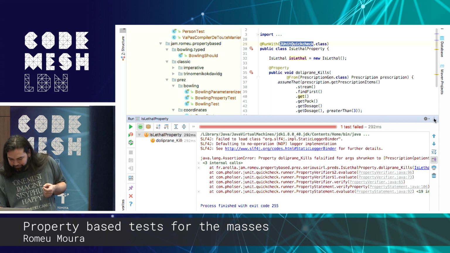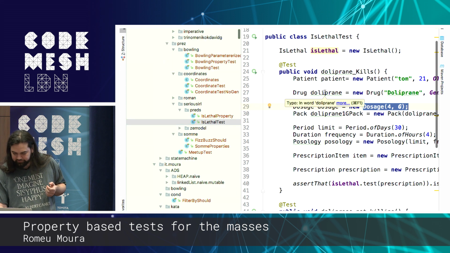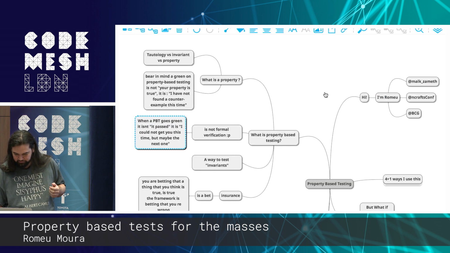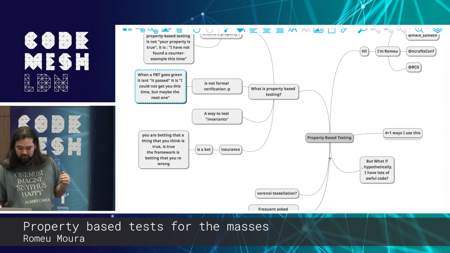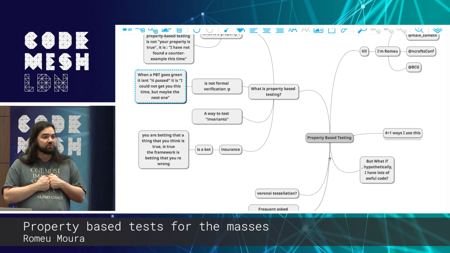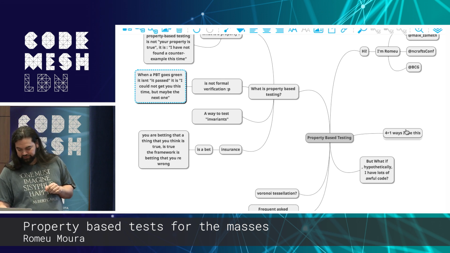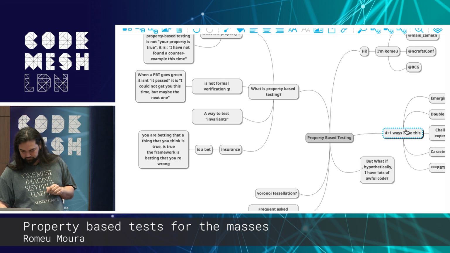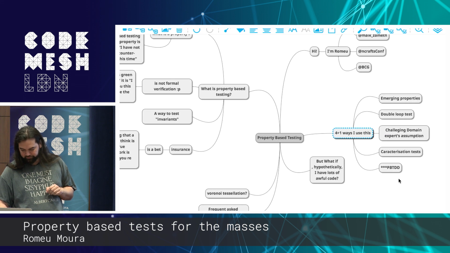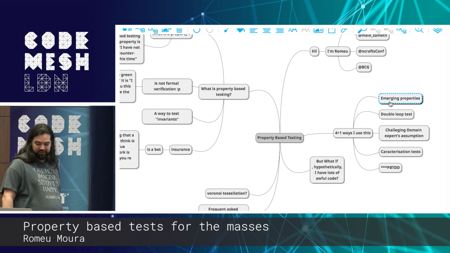So, once you do all that, why? Well, finding bugs. Finding bugs is fine. Finding bugs is cool. I have 4 ways to use this that are very different. Myself, 4 plus 1. I'll enter the 5th one later. One is to find emerging properties. I just did in front of you.